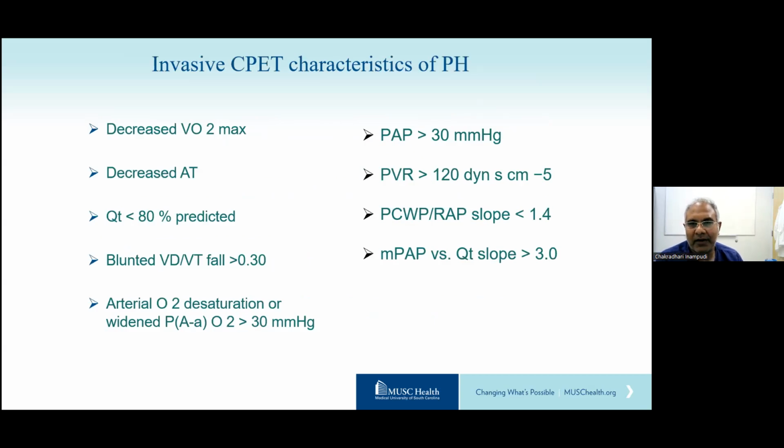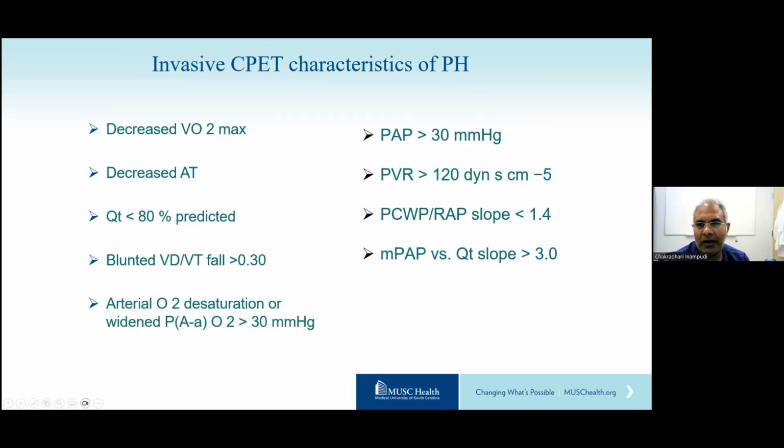Some of the invasive CPAT characteristics of pulmonary hypertension, as we've talked about, are decreased VO2 max, decreased anaerobic threshold, and a blunted VD/VT ratio with O2 desaturations or a widened arterial oxygen saturation greater than 30.